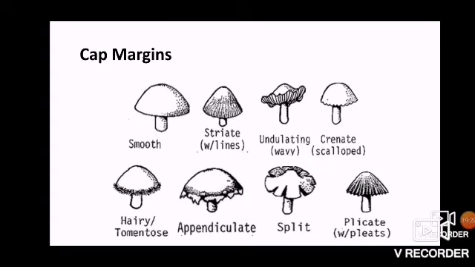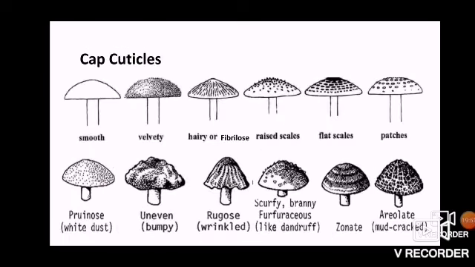Split is where you would have had those striate lines, and then as it expands, it splits apart. We see a couple of those. And then the pleats, there's only one or two mushrooms that we're going to talk about that have pleats, and that's basically folds, sort of like an umbrella that's not opened yet. Cap cuticles. We'll quickly go through this.